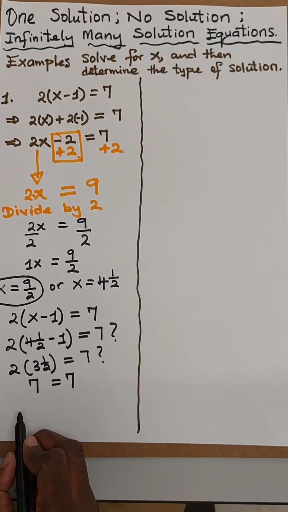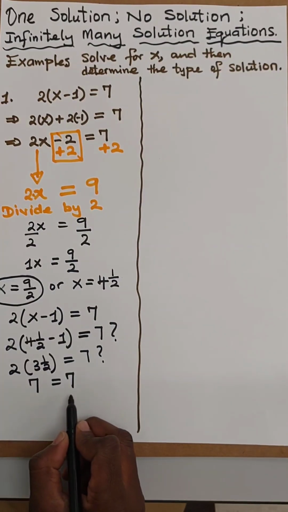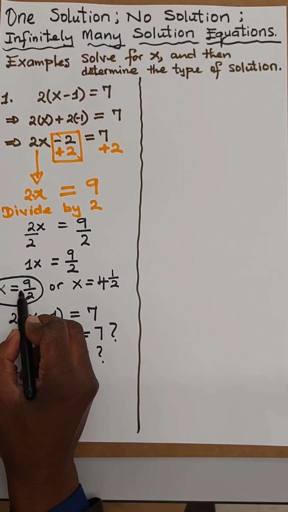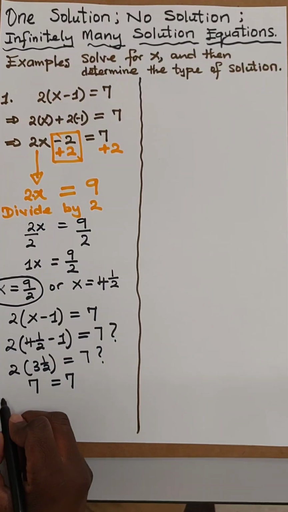So this equation has one solution because x equals only one answer. Okay, so the equation has one solution.